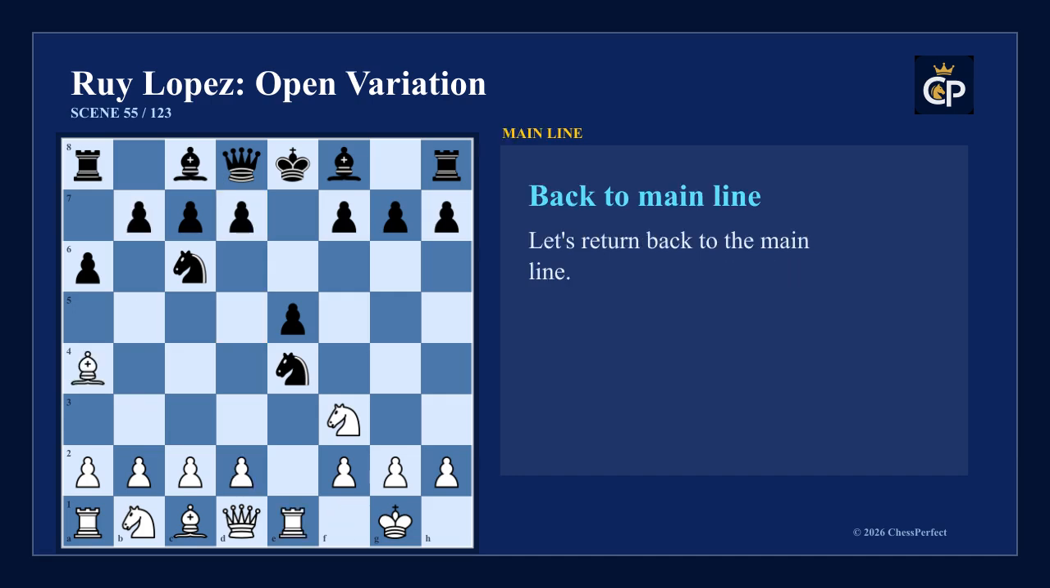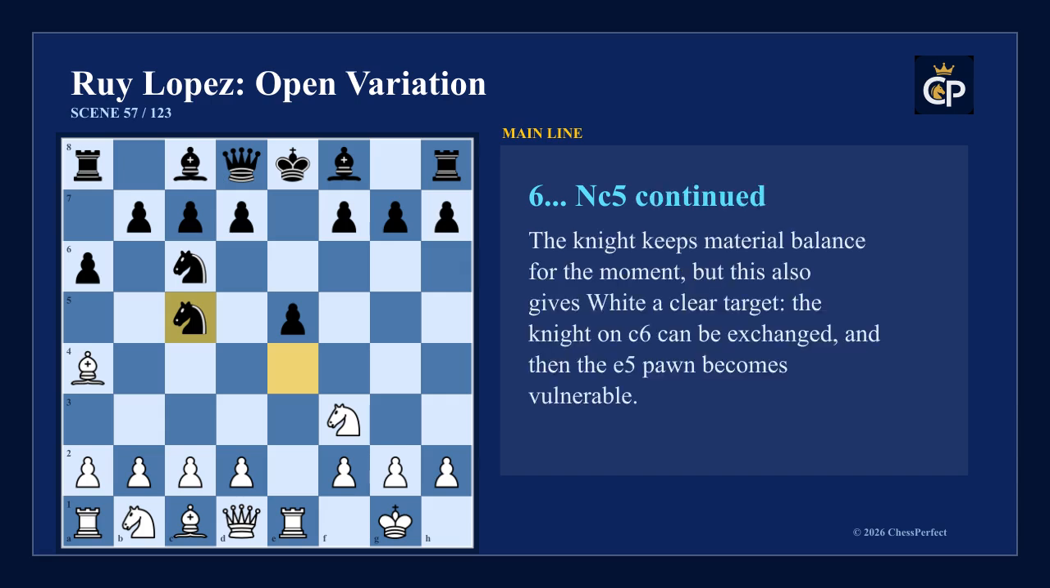Let's return back to the main line. Knight c5. Black retreats the knight. The knight keeps material balance for the moment, but this also gives white a clear target: the knight on c6 can be exchanged, and then the e5 pawn becomes vulnerable.